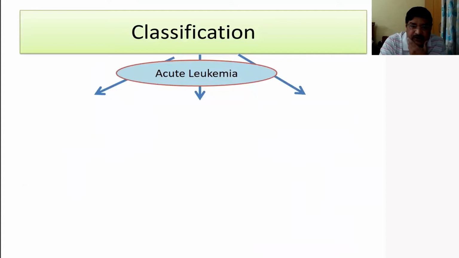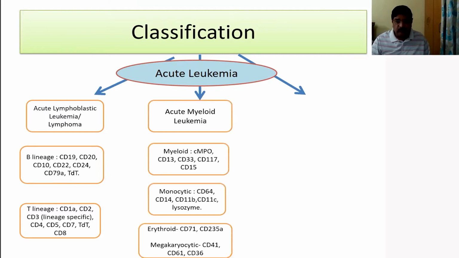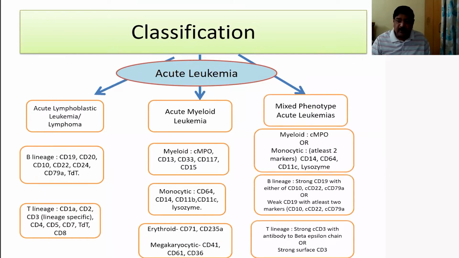So if you classify acute leukemias, you have acute lymphoblastic leukemia lymphomas, you have acute myeloid leukemia, and you have a category of leukemias, a group of leukemias which are biphenotypic or mixed phenotypic acute leukemias, based on the phenotypes that are present on the cell surface and in the cytoplasm and in the nucleus.